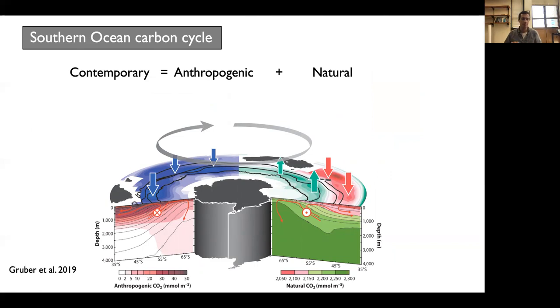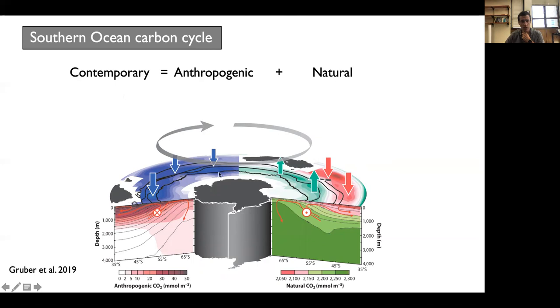So I'm going to show some work looking at the Southern Ocean carbon cycle, specifically the air-sea CO2 flux. And so it's, I think, worthwhile to just refresh in our minds what this represents. So our contemporary flux is a mix of anthropogenic and natural fluxes. This nice figure from Gruber et al. 2019 shows anthropogenic CO2 on the left and natural CO2 on the right.